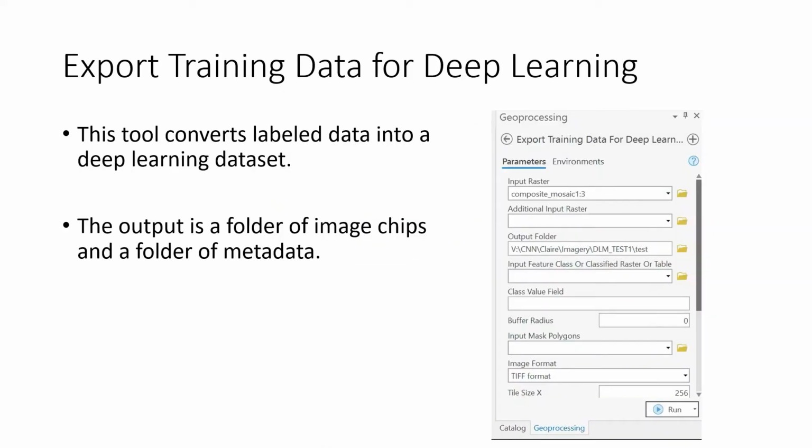This export training data for deep learning tool converts labeled data into a training data set for the deep learning model. The output is a folder containing image chips that contain the feature of interest, as well as a folder of metadata files, which are both needed to train the deep learning model.